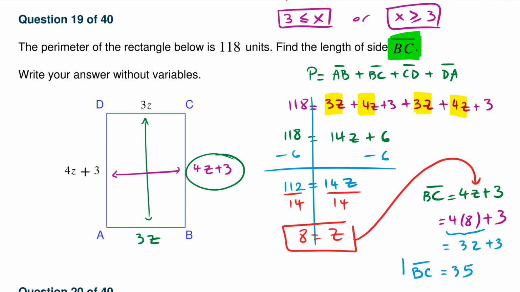So please be super careful with this one. Read your question before you put in your answer. Make sure you read your question and answer exactly what they are asking you for.